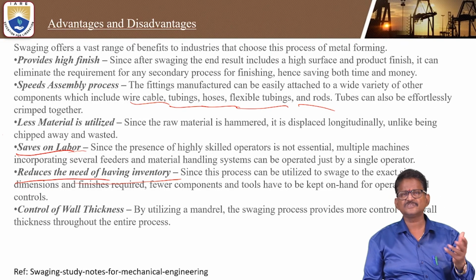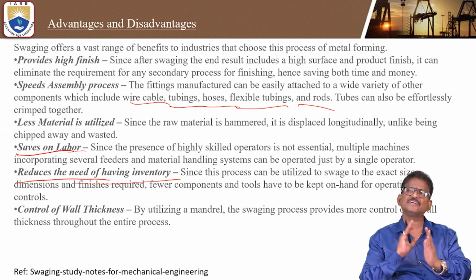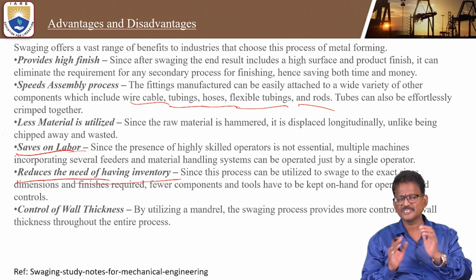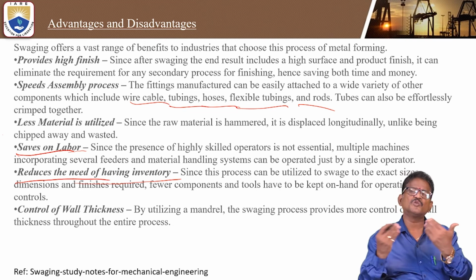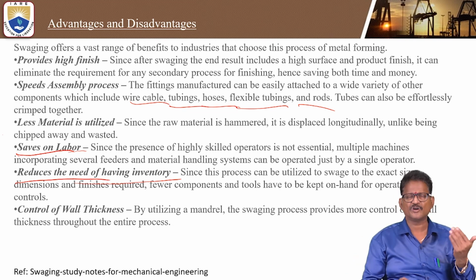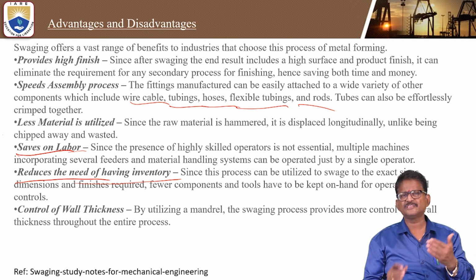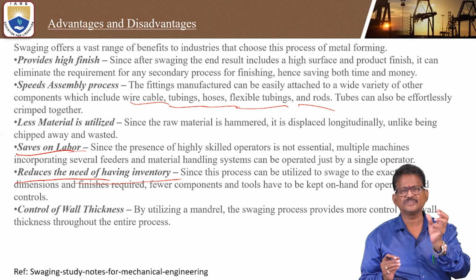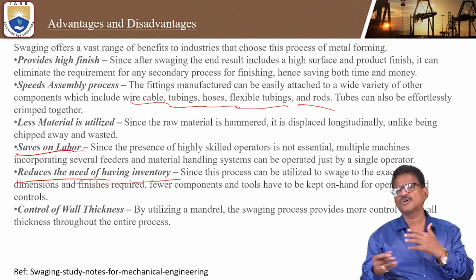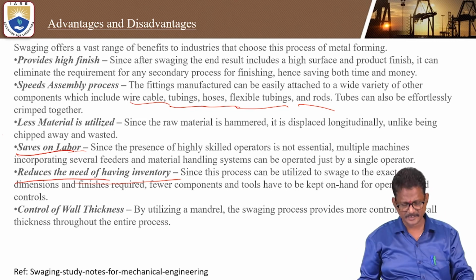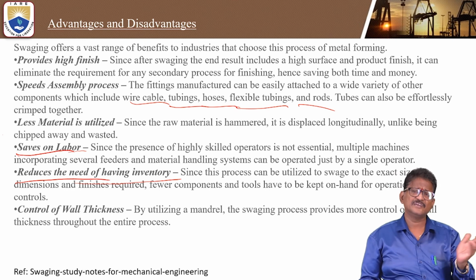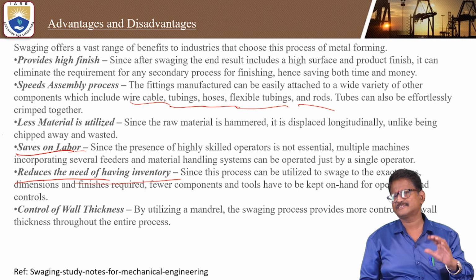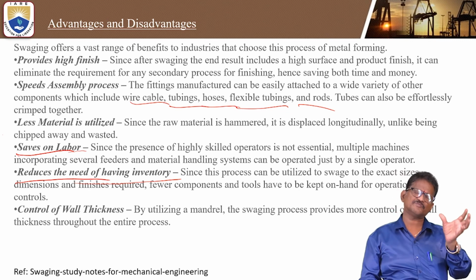Okay, and coming to the advantages, it provides a good surface finish, that is dimensional surface finish. It speeds up the assembly process. A higher production rate can be obtained by using automation, and the material is utilized effectively, even a lesser amount of material can be used, so that more components can be obtained. And it can save labor also. That is why a highly skilled operator is not required, because it is innovative automation.